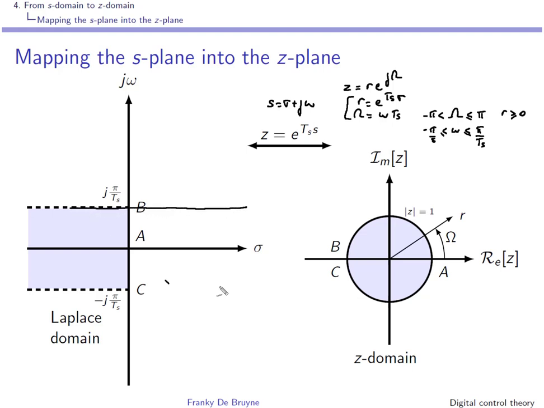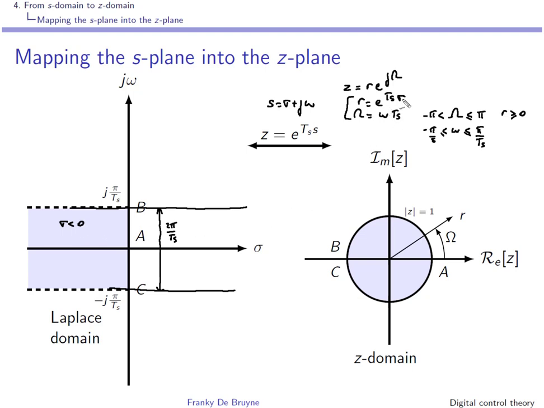This central strip, well, the width here is 2 pi over ts, right? So the entirety of this strip of width 2 pi over ts is mapped to the entirety of the z plane. So what we'll do right now, and this is what you see here in gray, is look at this half strip of width 2 pi over ts, and we'll first have a look at the half strip that corresponds to sigma smaller than 0.